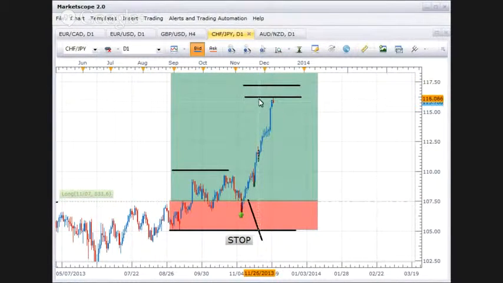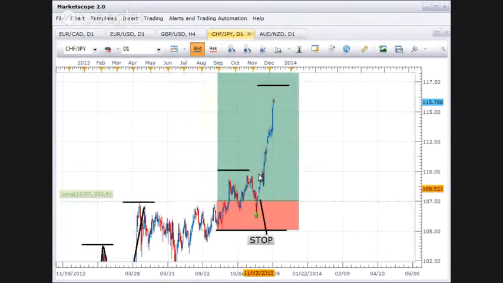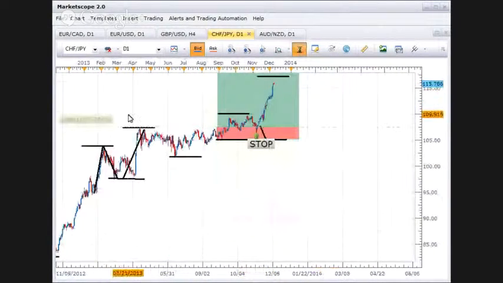And essentially, if we go ahead and pick that up, we've confirmed our uptrend. First, because we made a higher high. Second, because my profit target is up above, I want to make sure that that's where I exit the market.